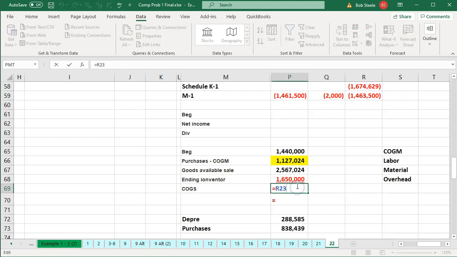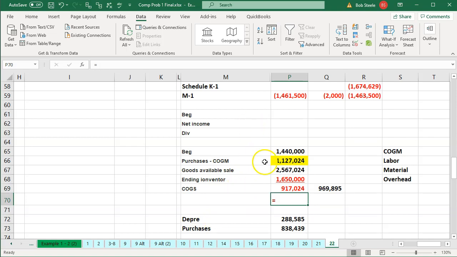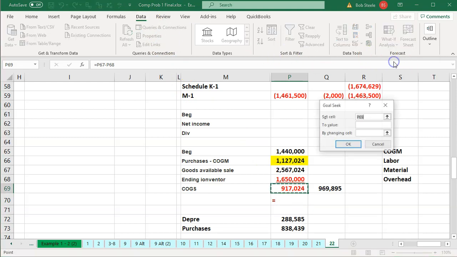And it couldn't do it because I pulled this number from up top. So let me do it again. This is going to be 969895, and I have to have a formula here that ties to the cells above it, which is going to be this minus this. Let's try it again. So this number's wrong, but I got the proper formula in it. We're in the data. We're going to go to the what if analysis, goal seek.